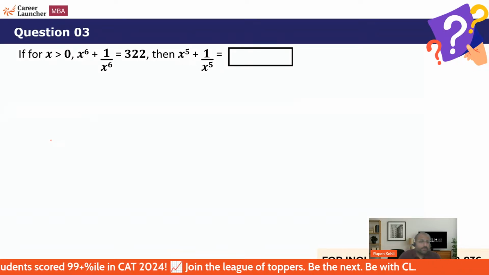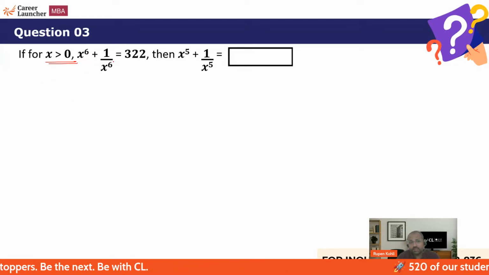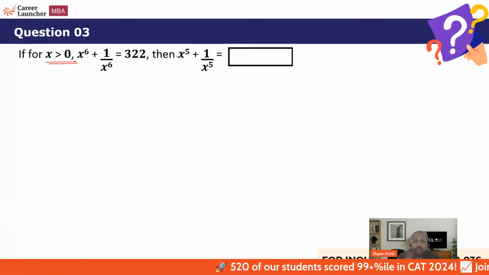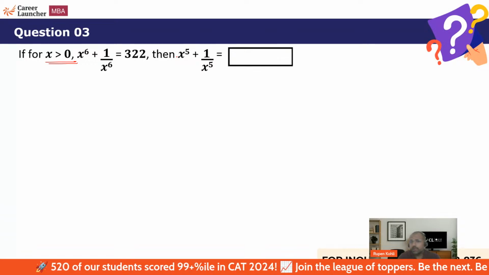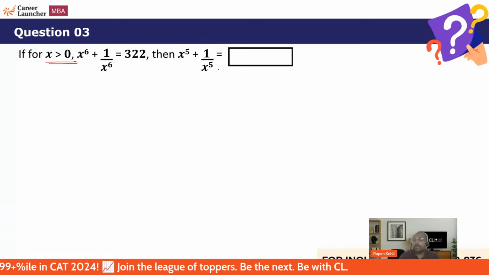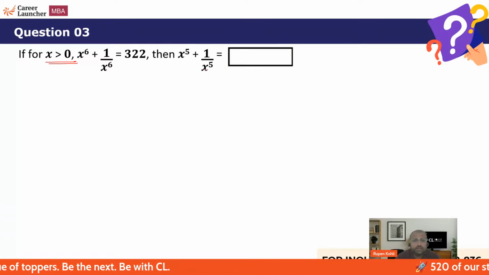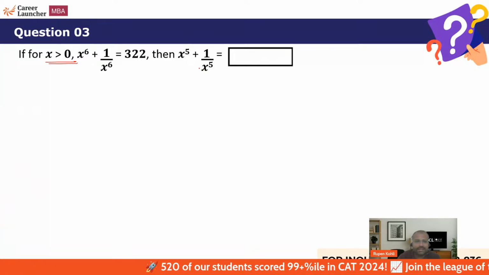Now, you can see in this problem that it very clearly emphasizes that x is positive. If for x greater than 0, this equation is there, then what is the value of this? So, in the form of the expression, a power of 6 and plus a reciprocal of that. So, the sixth power value is given and the fifth power value is asked. So, this is not a very easy nut to crack, but with little algebraic tactics, it can be handled.